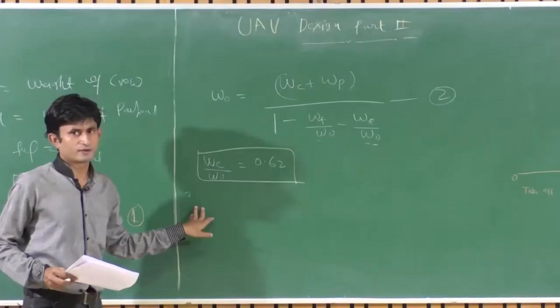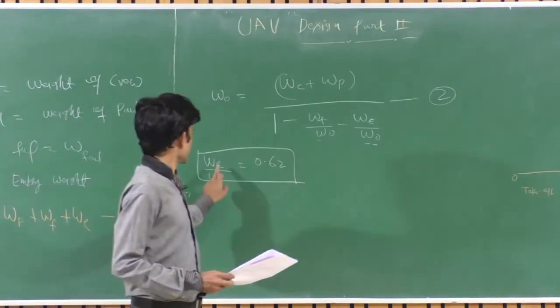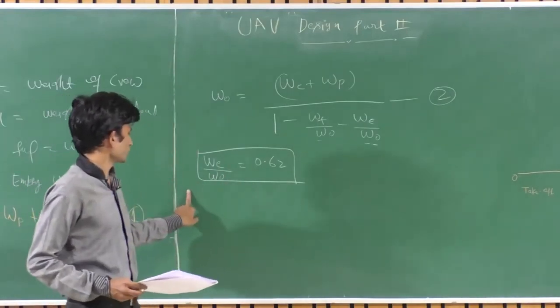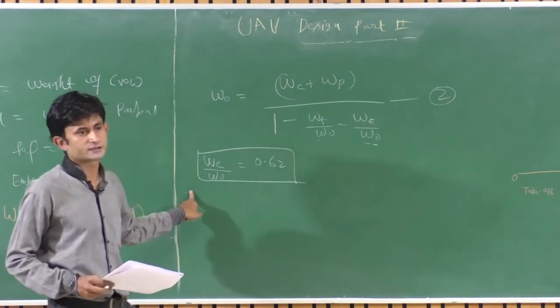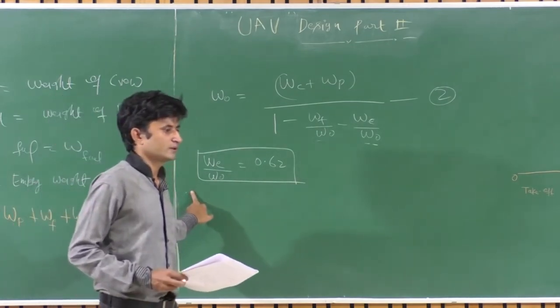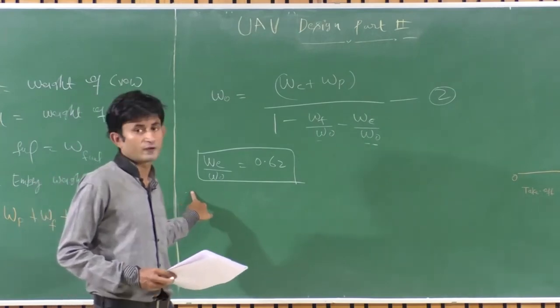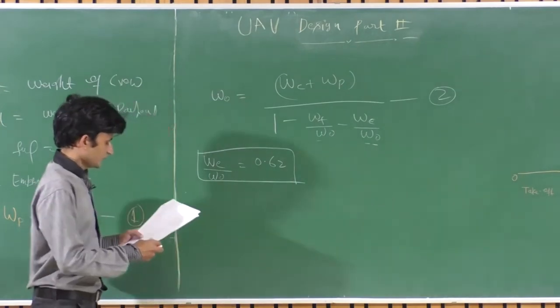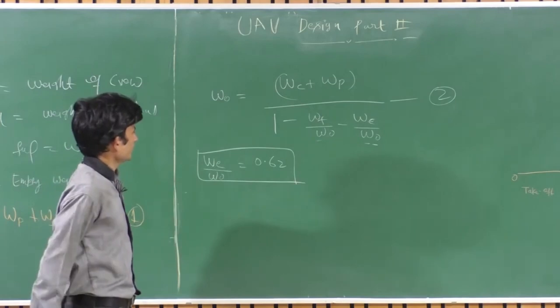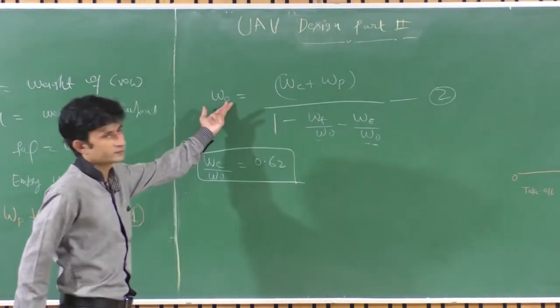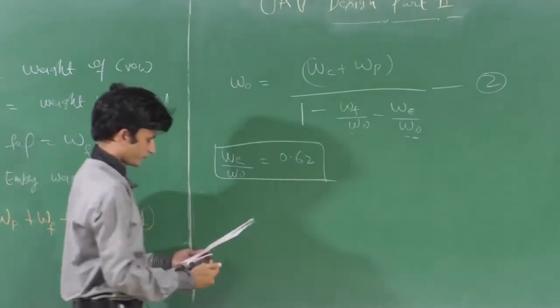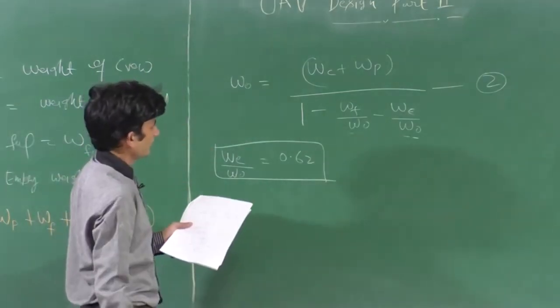So many books are available to find out the WE by W naught, but I am giving two references. First one is Aircraft Design by D.P. Raymer, and second one is J.D. Anderson, the book named Aircraft Performance and Design. So WE by W naught we have. So if we find out WF by W naught, we can get the W naught. So now we will find out WF by W naught.